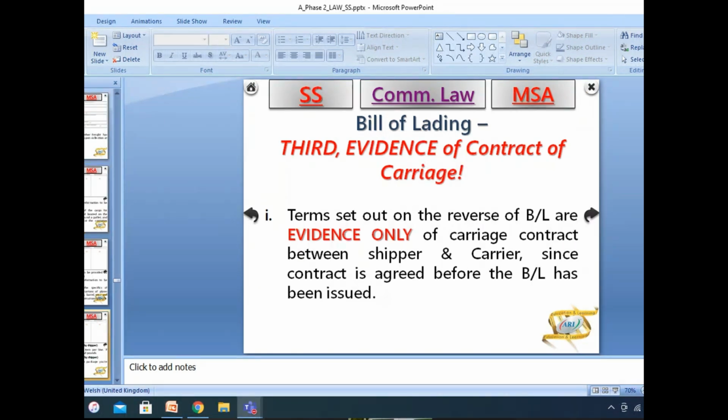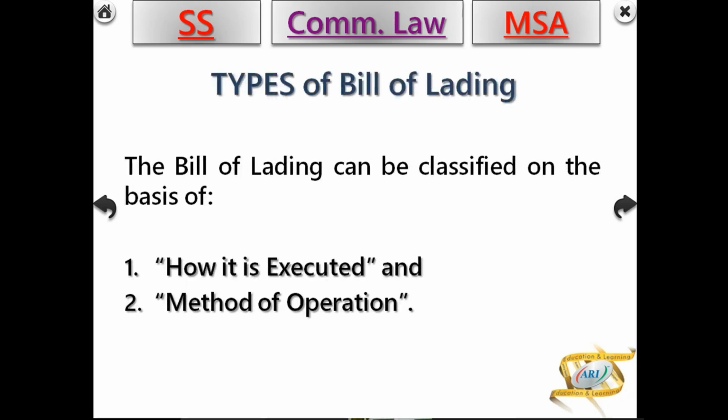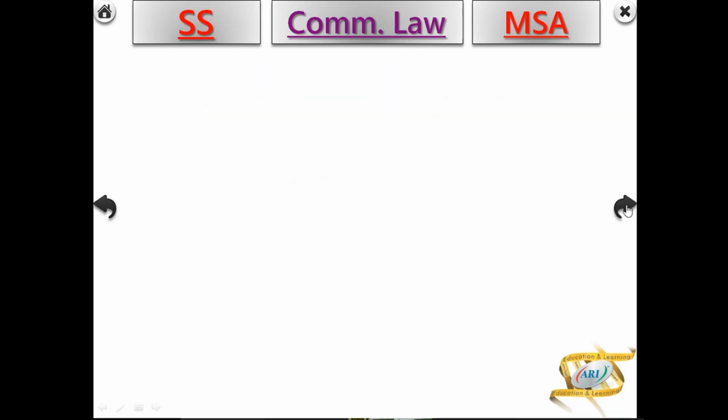And now what I want to come to, the types of bill of lading, a common question. I will not go too much into detail because this you'll have to read, and some part you have to memorize. But there are two categories. In each of the category, they are different for each bills of lading. A, how it is executed, and what is the mode of operation. On the basis of execution, it's a straight bill of lading, open bill of lading, bearer bill of lading, order bill of lading. Let's briefly touch upon this.